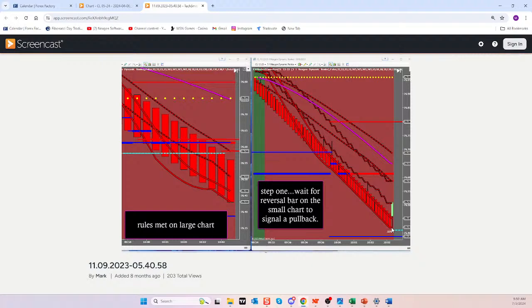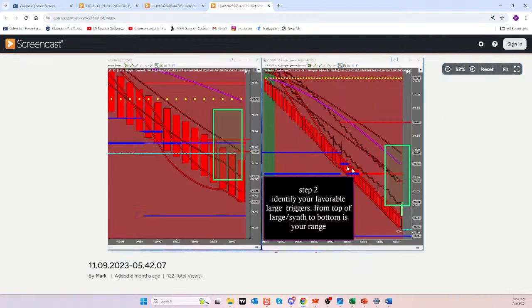But don't enter on the reversal bar. It just signals the pullback, right? Don't enter when it hits the triggers. The triggers aren't where we expect it to bounce. So when you get the reversal bar, identify your triggers. Are they one on top of the other? Are they stacked? And if they are, life is good.